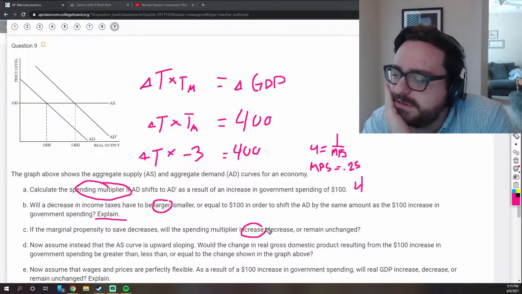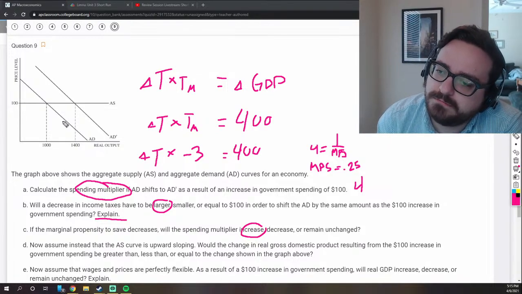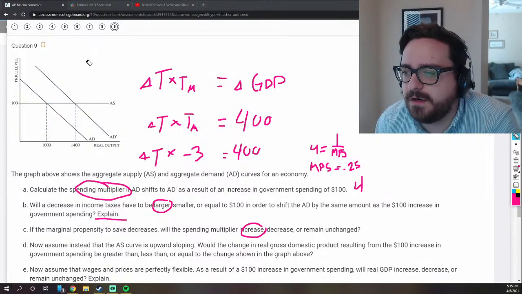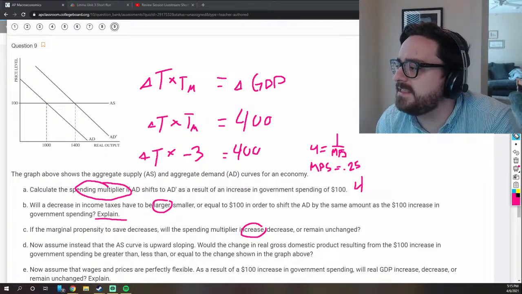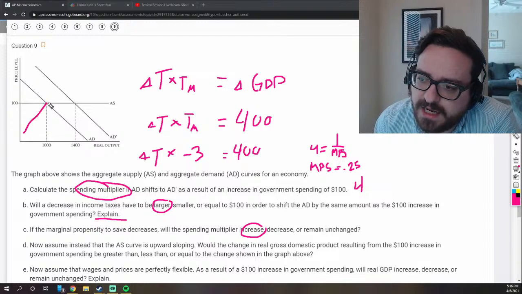Okay, D. Now assume that the aggregate supply curve is upward sloping. That's a terrible drawing, but all right. I actually want to make that better. I'm going to use the line. I can't use the line because I would need to pay for it. Absolutely hilarious. Capitalism strikes again.